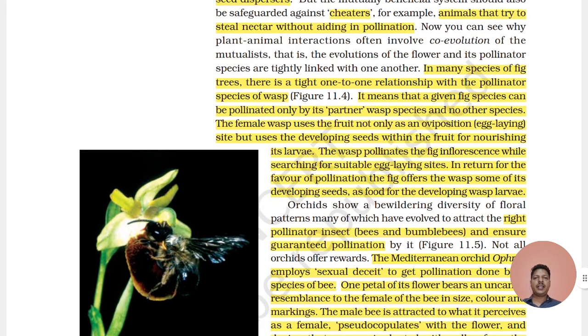In many species of fig tree, there is a tight one-to-one relationship with the pollinator species of wasp. It means that a given fig species can be pollinated only by its partner wasp species, and no other species. The female wasp uses the fruit not only as an oviposition, that is egg-laying, site, but also uses the developing seeds within the fruit for nourishing its larvae. The wasp pollinates the fig inflorescence while searching for suitable egg-laying sites. In return for the favor of pollination, the fig offers the wasp some of its developing seeds as food for the developing wasp larvae.